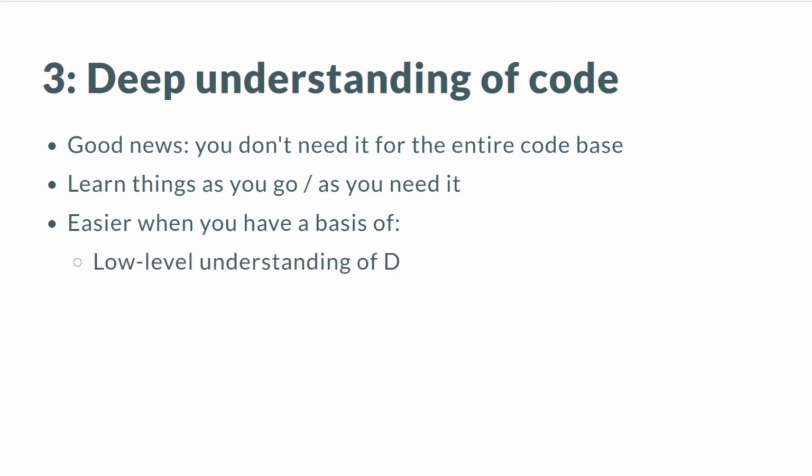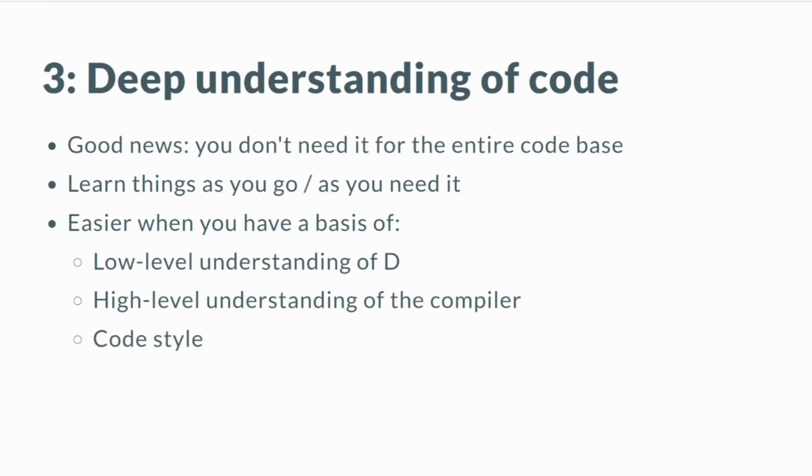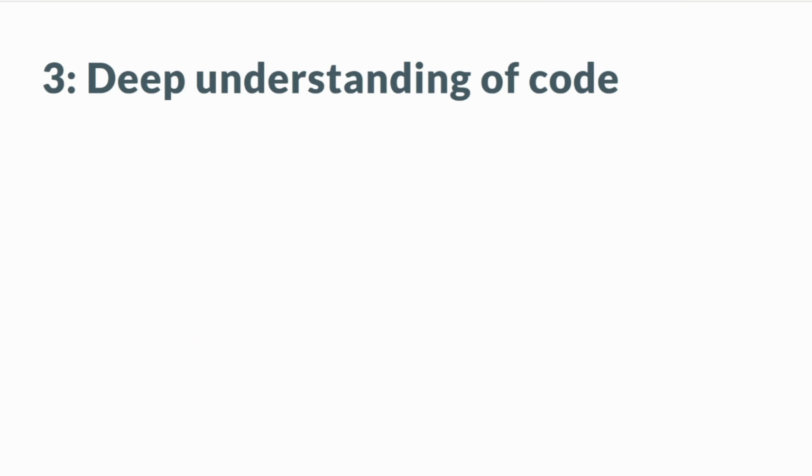And getting a deep understanding of parts of the code is a lot easier when you already have a basis of a low-level understanding of the D language, a high-level understanding of the compiler, and an understanding of common code style and patterns and functions and types, which is why I provided resources for that in this video. So finally, what resources are there to get a better deep understanding of parts of the codebase? There's very few videos or books about this because it's very niche and technical and ever-changing, but what you can do is look at the pull request queue, find a pull request implementing a similar feature or doing a similar bug fix to what you want to do.